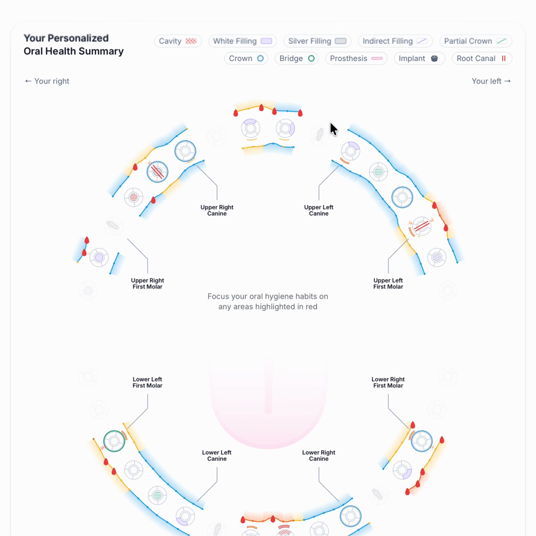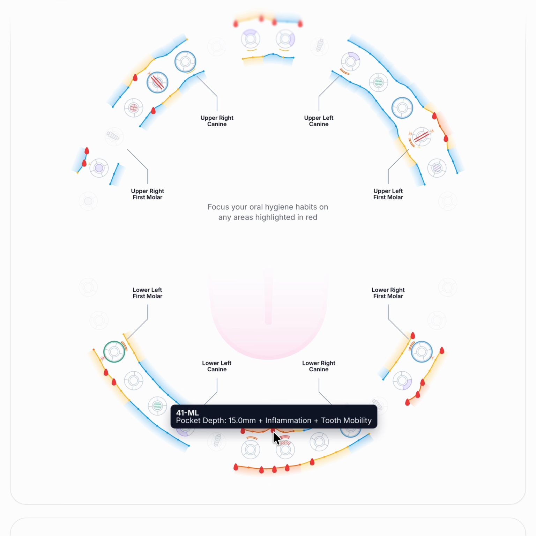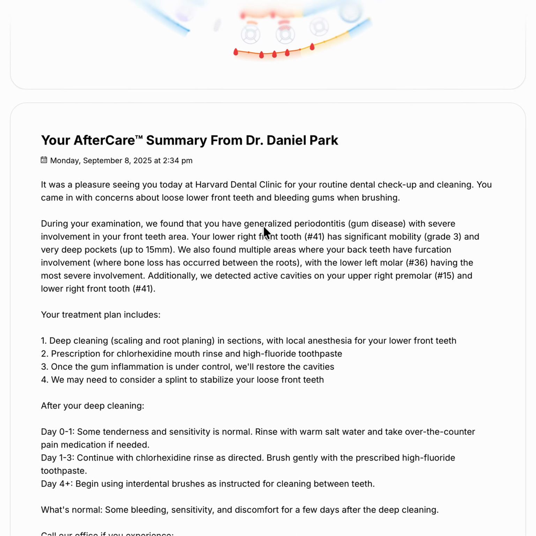Aftercare summaries are fully interactive, meaning patients can hover over icons and receive a layperson's summary of their clinical exam findings. The intuitive, color-coded perio map explains where they should improve or focus their oral hygiene habits. When your patient scrolls down, they see their aftercare summary letter exactly as specified.